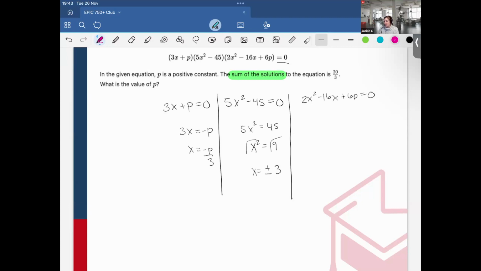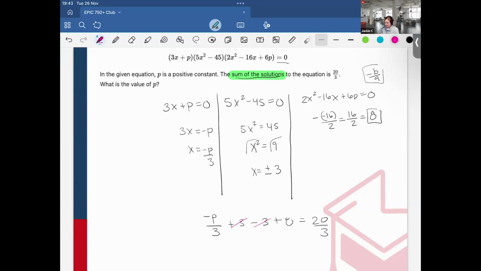Here, do I have to factor and solve? Well, super shortcut: the sum of solutions for quadratics is just negative b over a. So this would be negative negative 16 over 2, which is 16 over 2, equal to 8. So that is the sum of the solutions. Final step, take all those solutions: negative p over 3, plus 3 minus 3, which cancel, plus 8 is equal to 20 over 3.